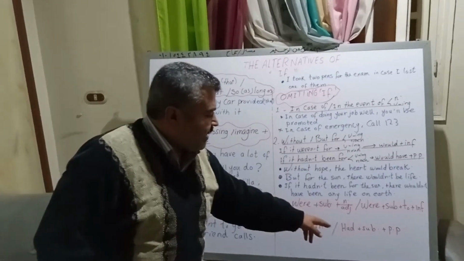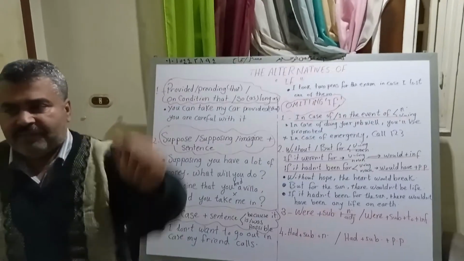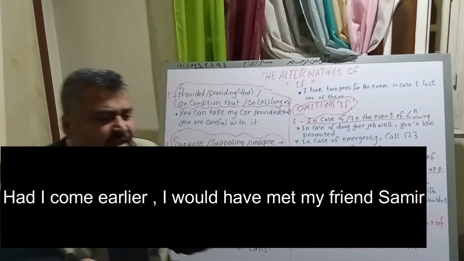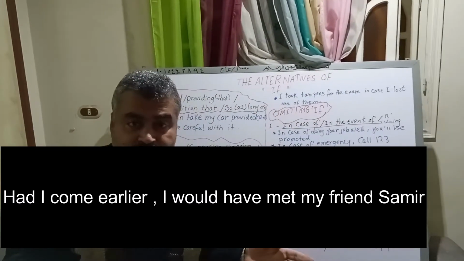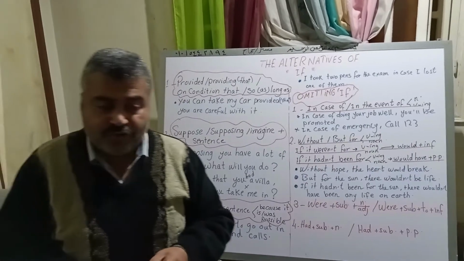When you use had plus subject plus past participle, that's the third type of if. When you say, had I come earlier, I would have met my dear friend Samir, but I didn't come earlier. That's in the past. And that's enough for today.